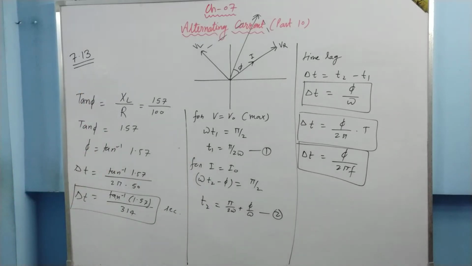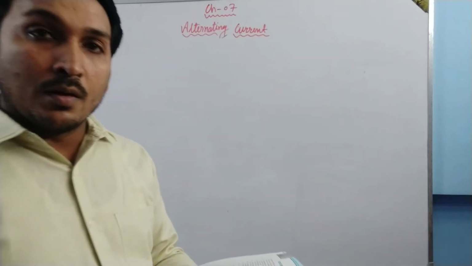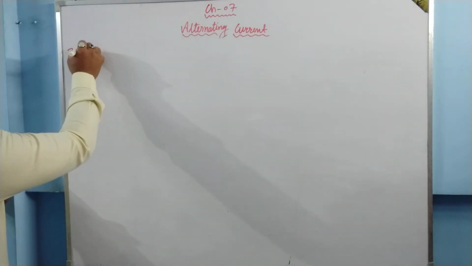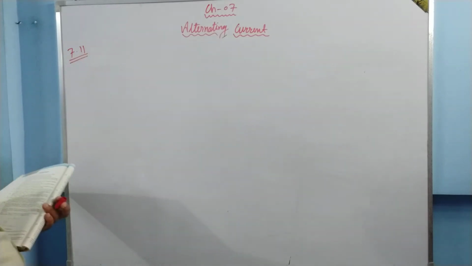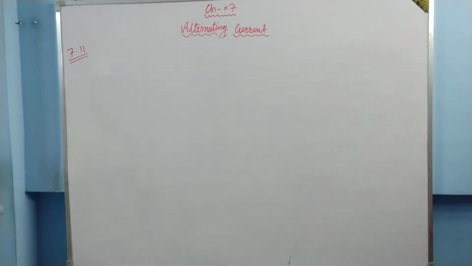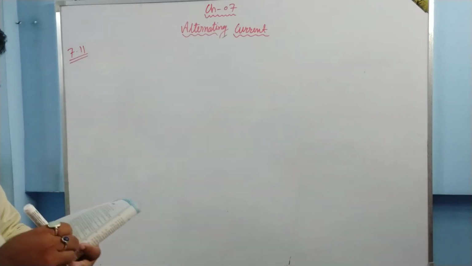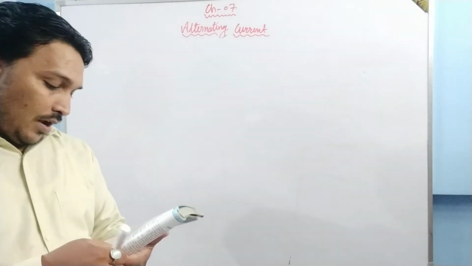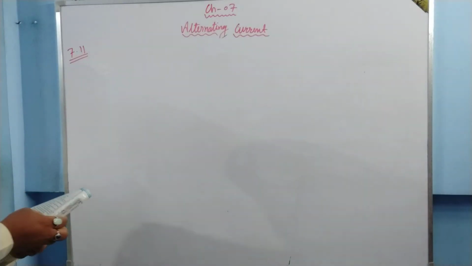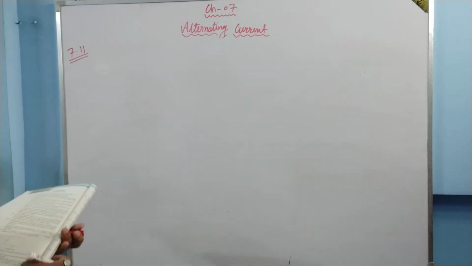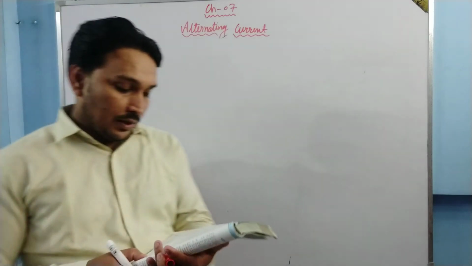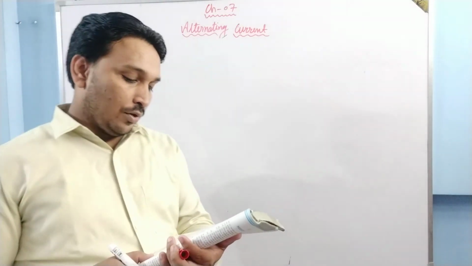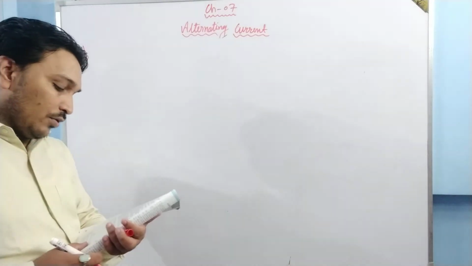Now let us move to the next question. Now let us solve question 7.11. Although it is not a question which is very conceptual, all the things are given. You just need to put the values and get the result. But I thought to tell you one question like that, then after that you'll be able to solve every question. So the question says that the figure shows a series LCR circuit connected to a variable frequency 230 volt source.